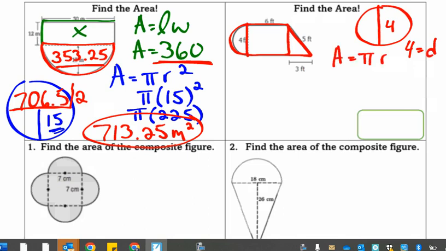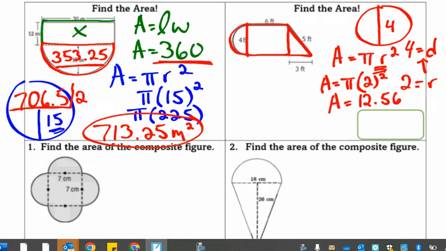Area of a circle requires the radius, which is half of the diameter. So if the diameter is 4, then the radius is 2. So that's the number that I have to plug in here. The area of the circle is pi times 2 squared, or pi times 4, or 12.56. We're going to have to divide that by 2 because we only have the left half of that circle. The circle is cut off here. We only have the left side. So we're going to divide that by 2 and find out that the area of just the half circle part is 6.28.